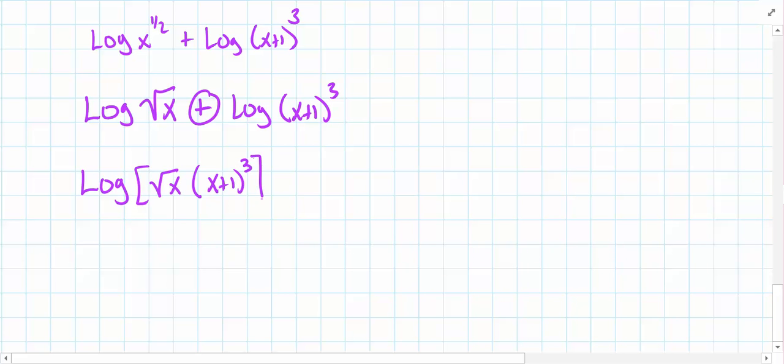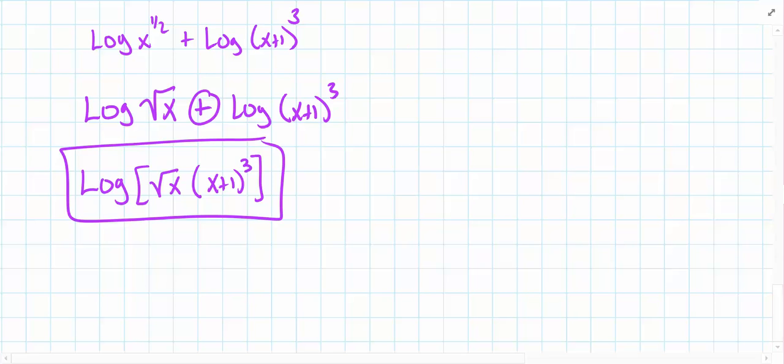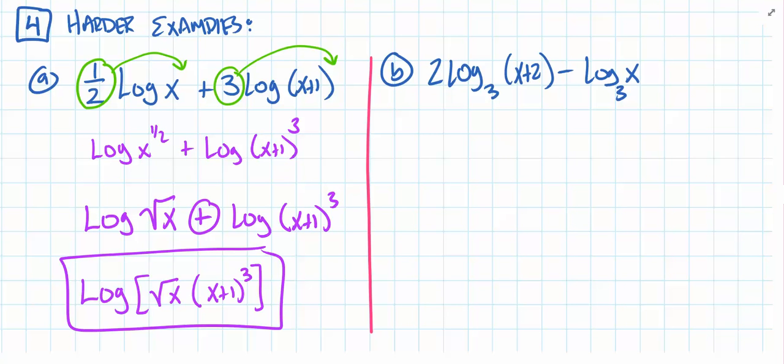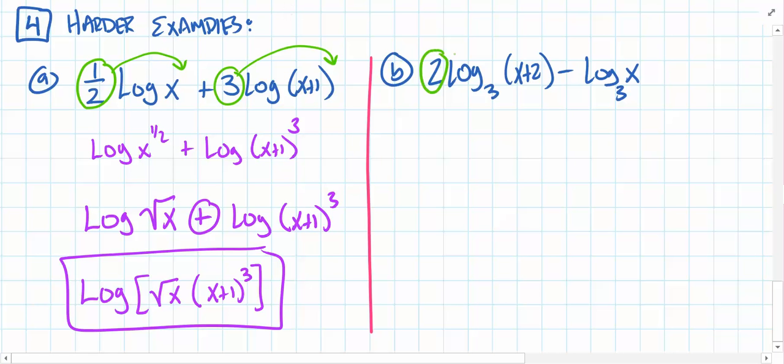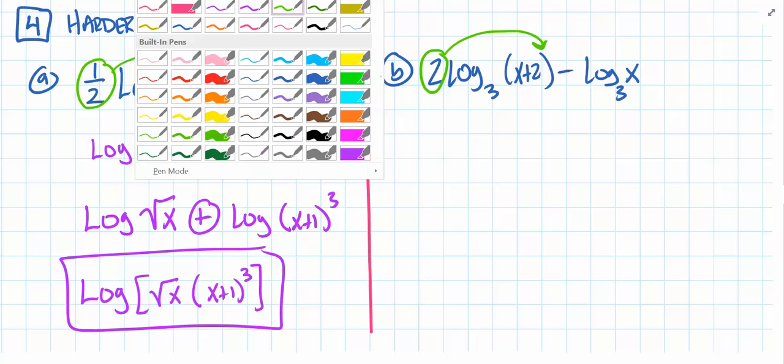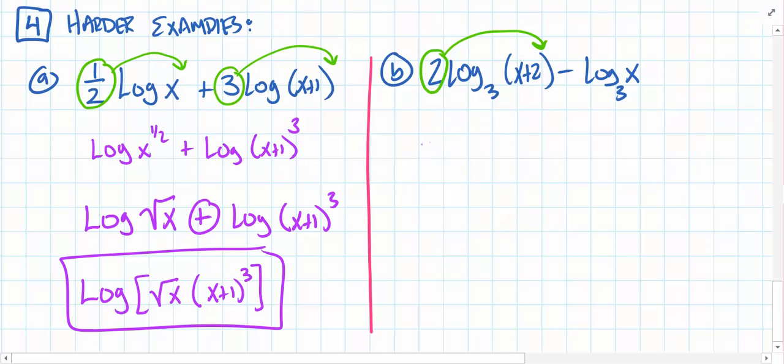Okay, a little more challenging here. 2 times log base 3 of x plus 2 minus log base 3 of x. All right? First things first, where did this 2 come from? Came from the exponent up here, right? And then I have a subtraction sign. So when I condense this log, I'm going to get log base 3 of x plus 2 quantity squared minus log base 3 of x.